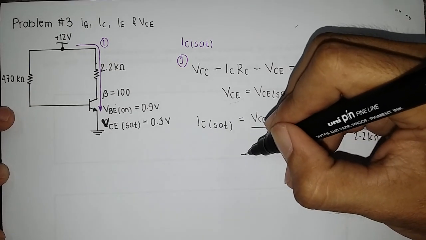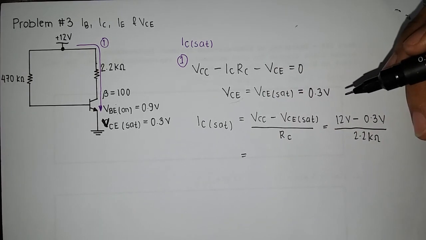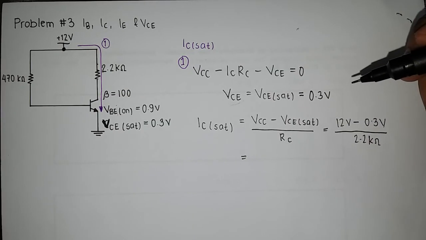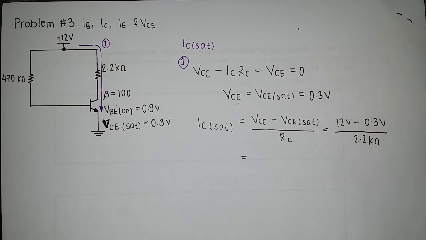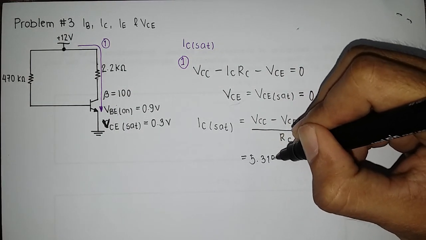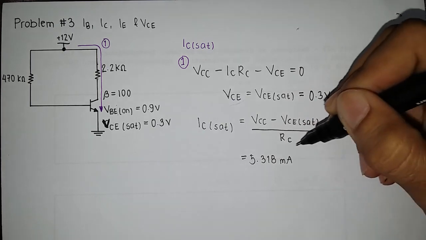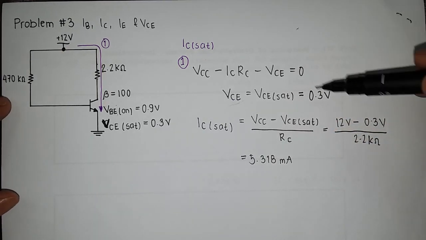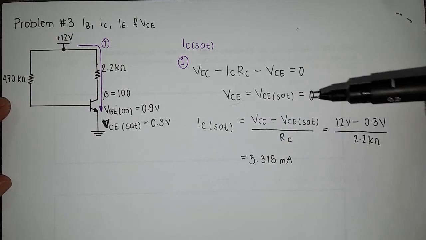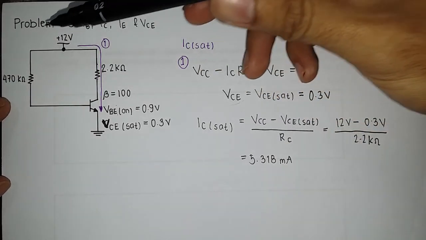So makukuha natin the IC saturation current is 5.318 milliamperes. Okay, so take note also na hindi ito yung final answer natin, okay? Ginamit lang natin to, sinolve lang natin to para safe tayo mamaya sa pag-compute ng mga final answers natin.